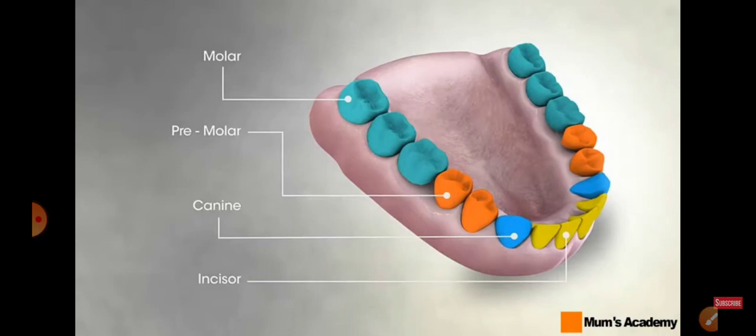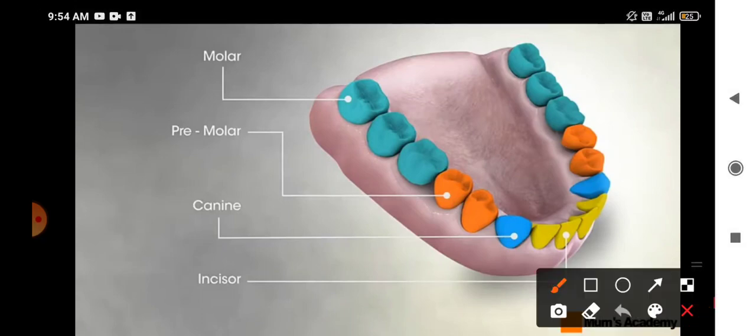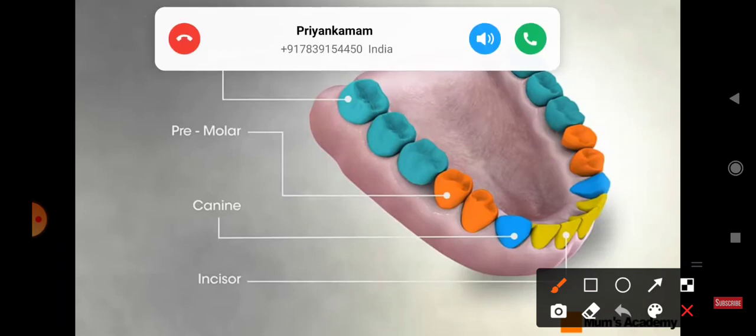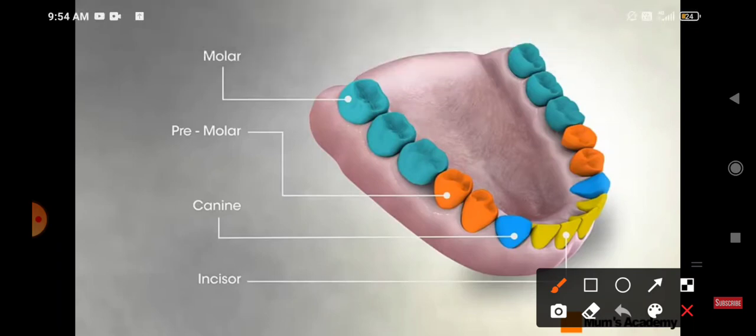So now I want you all to pay more and more attention to this picture. This is a set of molar teeth. The blue ones are the molar teeth. So we are going to count one by one how many molar teeth there are in an adult. This is the first one, second one, third one, fourth one, fifth, and this is sixth. So molar teeth are total 6.